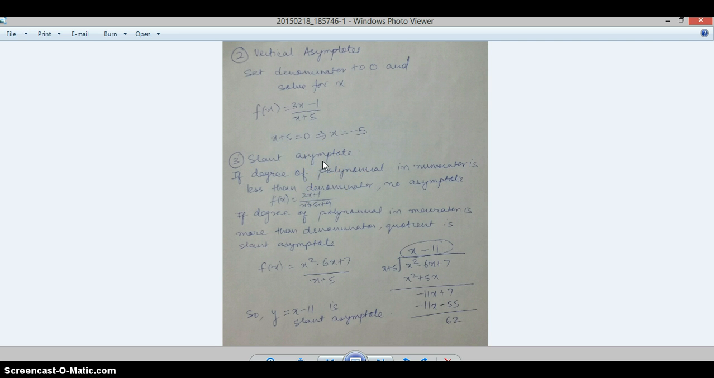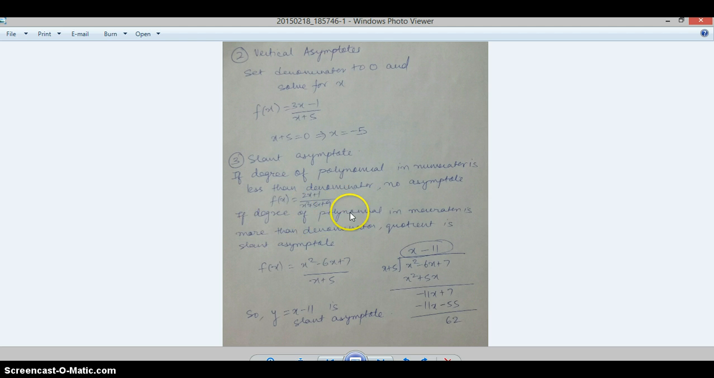In this there are two cases. If the degree of the polynomial in the numerator is less than the denominator, then there is no slant asymptote. An example is 2x plus 1 over x squared plus 5x plus 9. That means the degree of the numerator is 1 and the highest degree of the denominator is 2. So there is no slant asymptote.